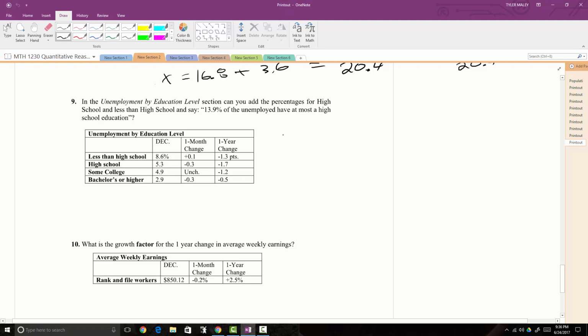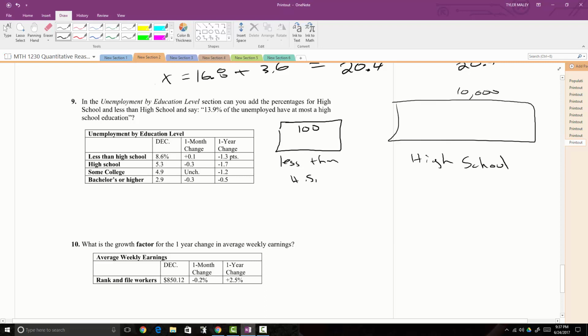So let me maybe draw this out. We have this group that's less than high school, and let's say there are, I don't know, 100 people in this category. And then over here, we have just the high school graduates, and let's say there are 10,000 people in here. So 8.6% out of 100 would be roughly 9 people, 8.6 people. In other words, if I have 100 people total for less than high school, this statistic tells us that 8.6 of those people are unemployed. So about 9, roughly.